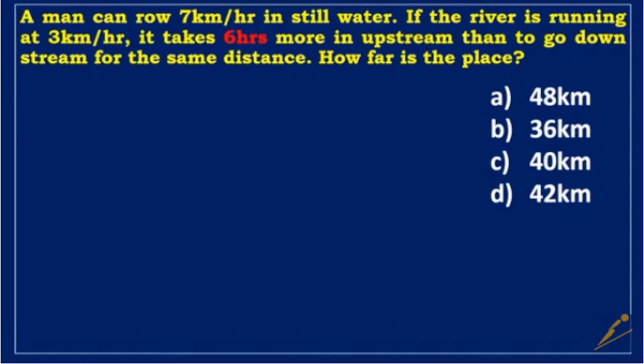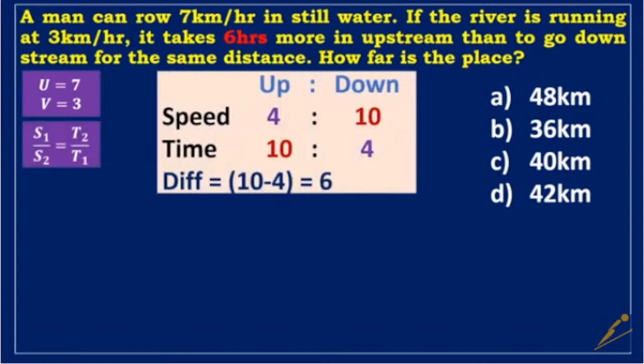The speed of the man, U, is 7 km per hour. The speed of the stream, V, is 3 km per hour. Upstream, the difference in speeds is 4 km per hour. The sum of the speeds downstream is 10 km per hour. Therefore the upstream and downstream speed ratio is 4:10. Speed and time are inversely proportional. As a result, the time required for the upstream and downstream ratio is 10:4.